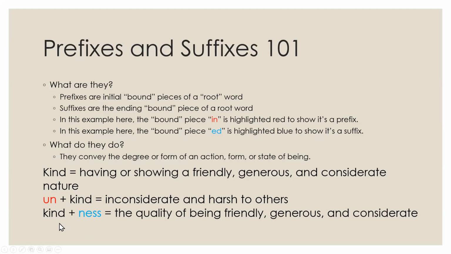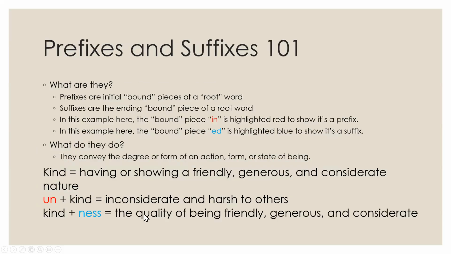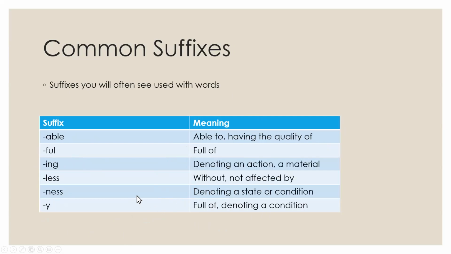Much like if we add the suffix to make the word kindness, we go back to our common suffixes, we have ness denoting the state or condition. Kindness is the quality of being friendly, generous, or considerate. So when you add a prefix or a suffix to any type of word, it changes what it does or how it's being formed or to what degree it's being formed. So once again, just a reminder, these are some of our common prefixes right here. And these are some of our common suffixes right here.